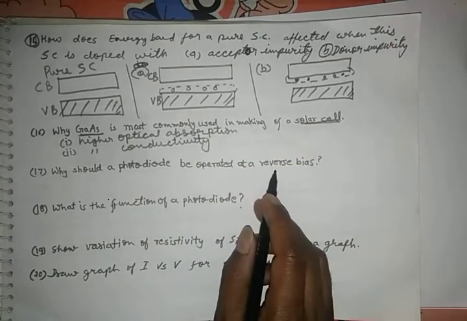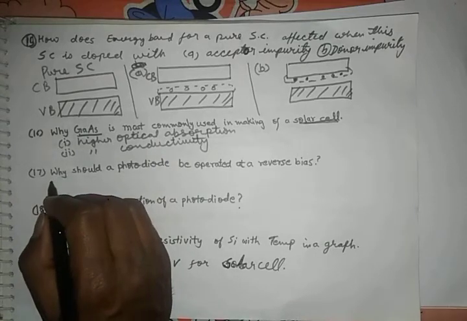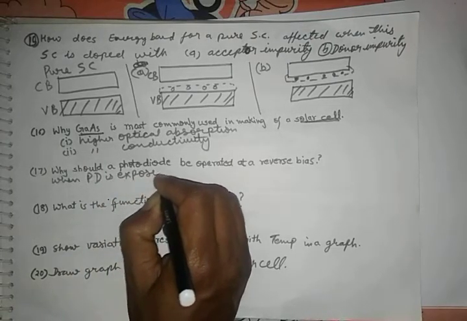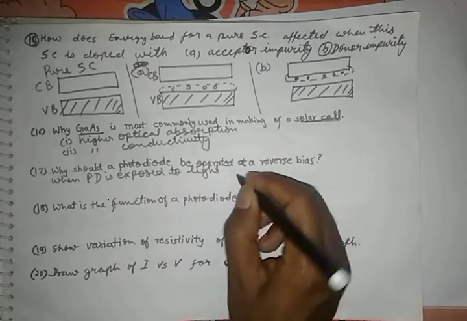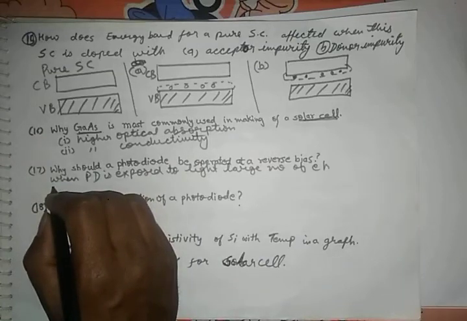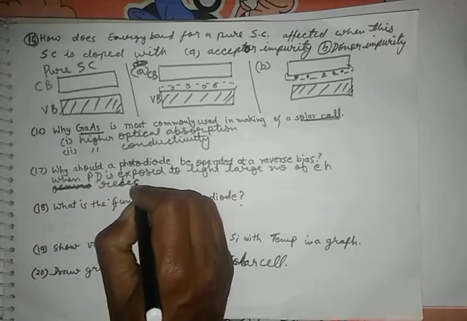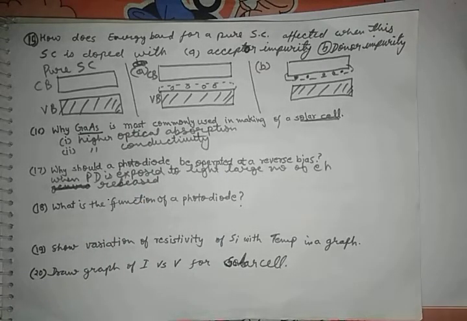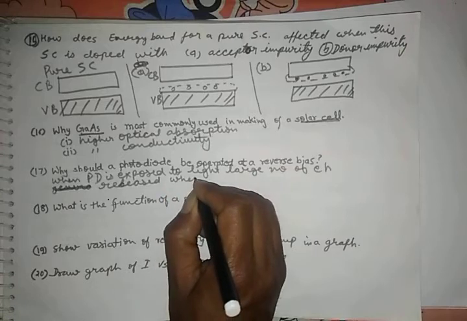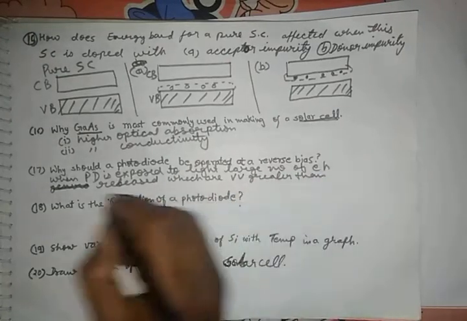Why should a photodiode be operated at reverse bias? When a photodiode is exposed to light, a large number of electron hole pairs are generated. They are released. Which are very, very greater than the number of minority charge carriers.